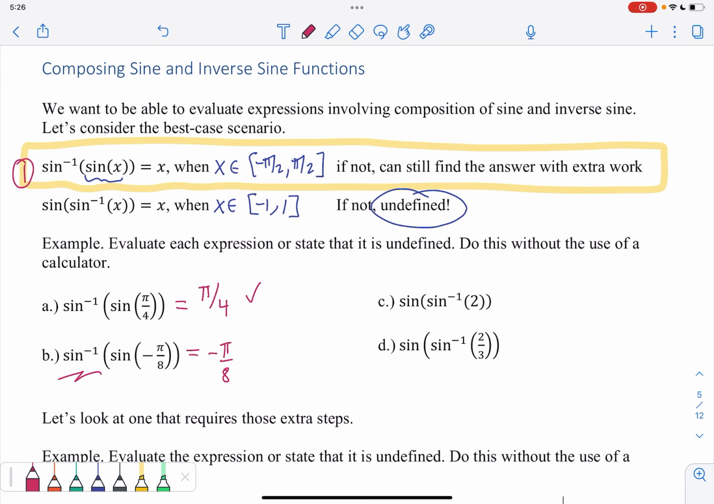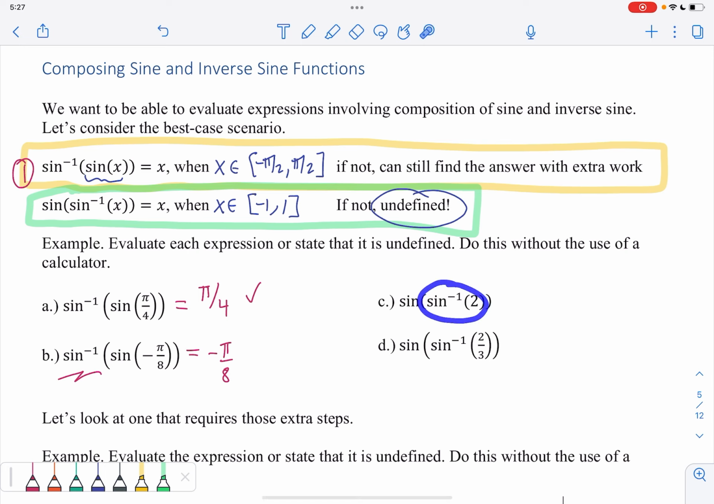It's in the range. All right, let's look at C and D, which cover the case where sine is the outside function. So sine inverse takes a sine value and spits out an angle. So I'll see, okay, that's what I have on the inside here. Sine inverse takes some sine value and spits out an angle. But is 2 ever a sine value? It's not, because sine values can only range between negative 1 and 1.